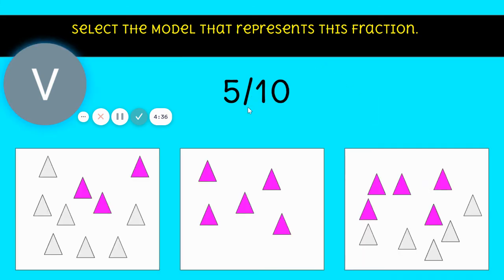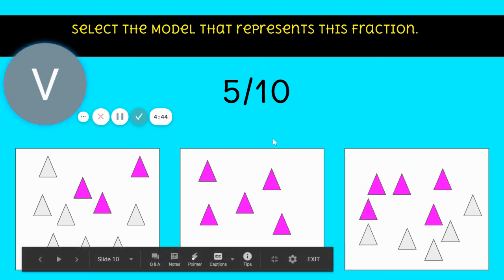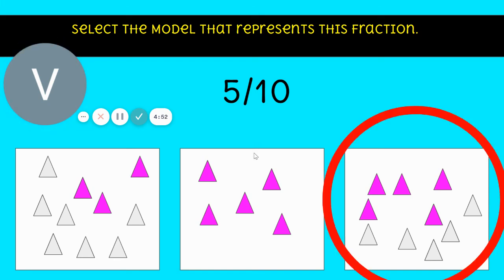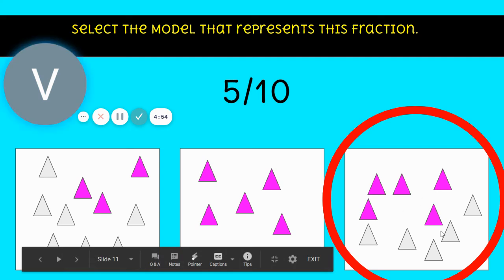And then we have 5/10. This time, we're going to look at our set model. Which one has 10 pieces or 10 different shapes and 5 are colored a different color? Okay, so 5/10. We have 10 different triangles and 5 are pink, or you can look at the 5 that are white or gray.